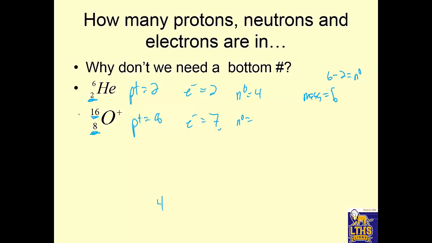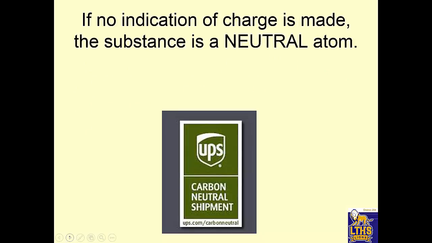My mass is this top number. This is the mass again. So 16 minus 8 is 8. Okay? Why don't we need a bottom number? This number 8, if I looked on the periodic table, atomic number 8, whole number 8, that's oxygen. This symbol tells me the number of protons if I have a periodic table. And you should always have a periodic table. If no indication of a charge is made, the substance is a neutral atom.